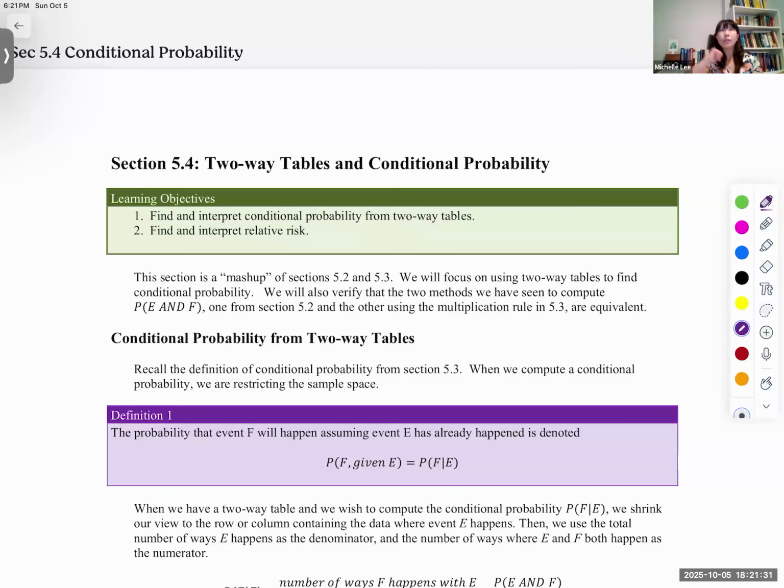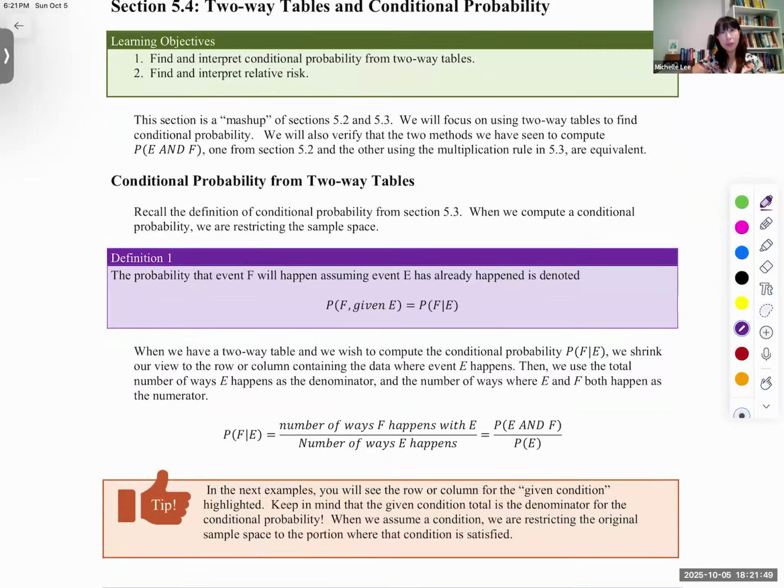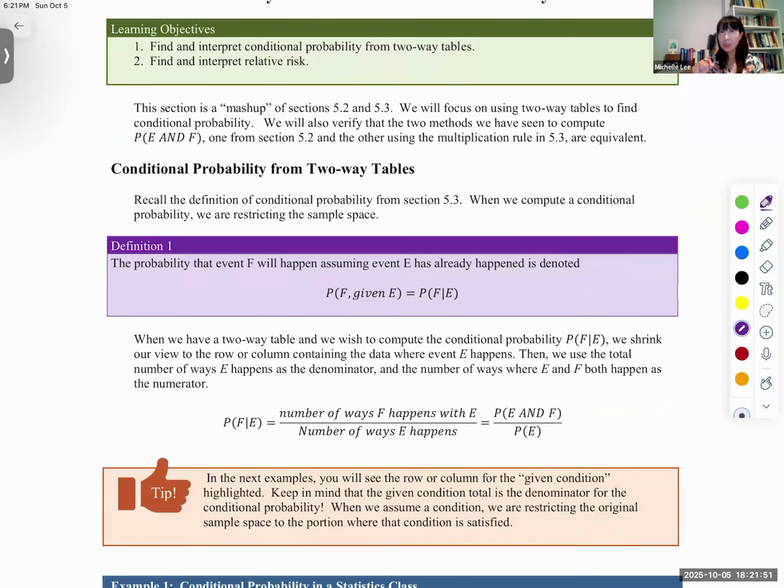Hello everyone. Today we are going to learn 5.4, two-way table, which is the contingency table, and conditional probability. We had a little bit of experience with conditional probability in the last section, right?